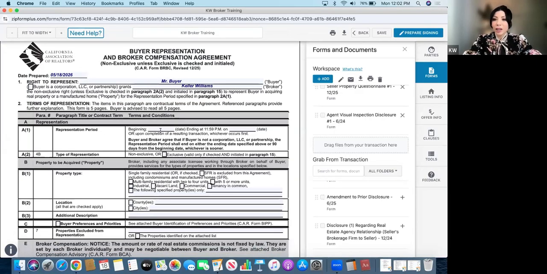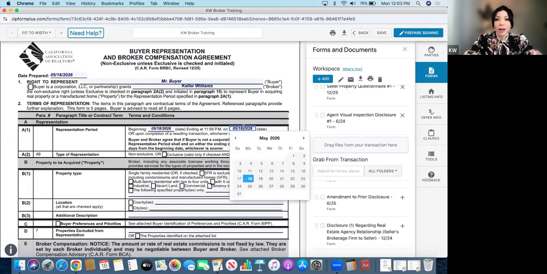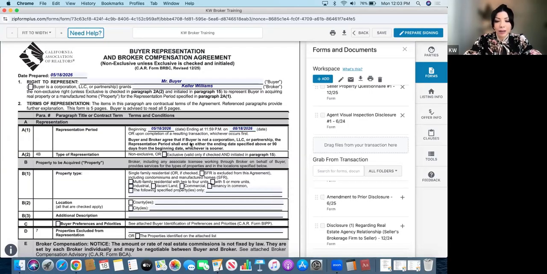Representation period. The standard or normal period that we're seeing is anywhere between 3 to 6 months. It can be a shorter period, just depending on what you and the buyer agree to. We can start the agreement as of today, and then let's do till August 18th. So that is our representation period.